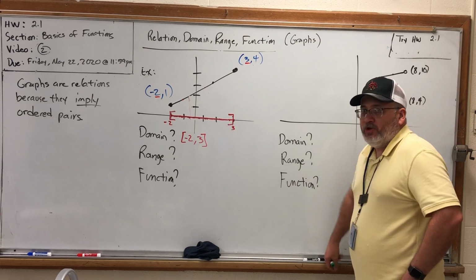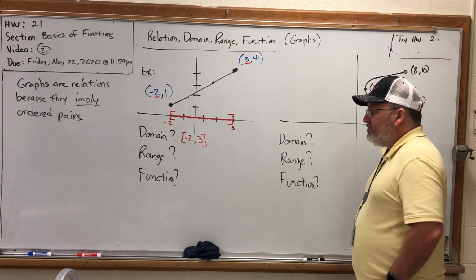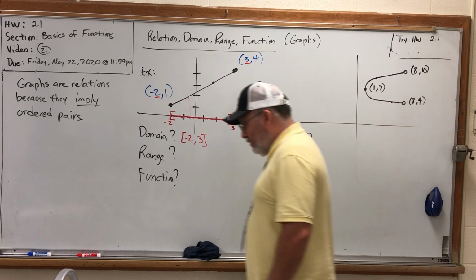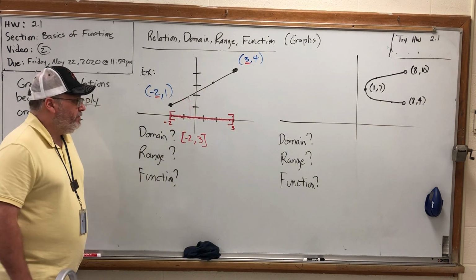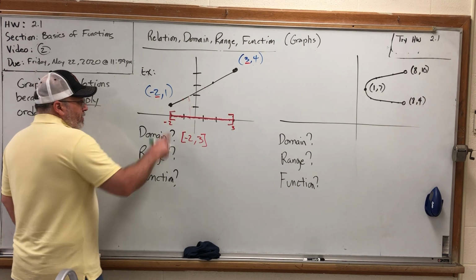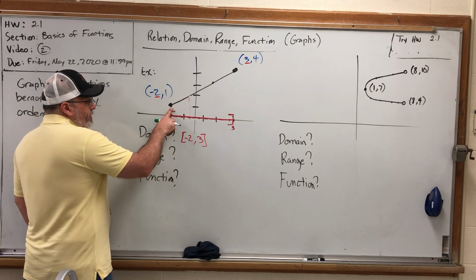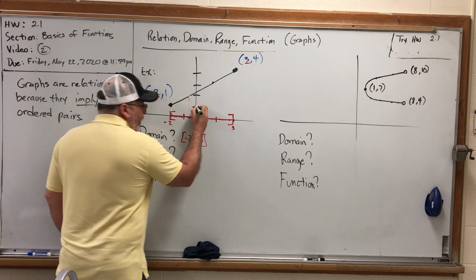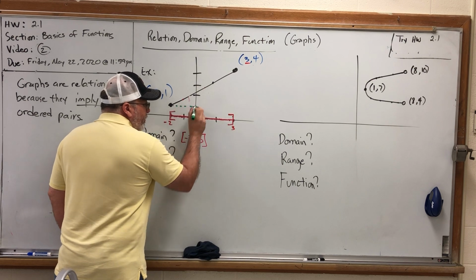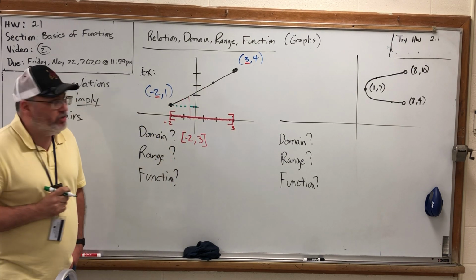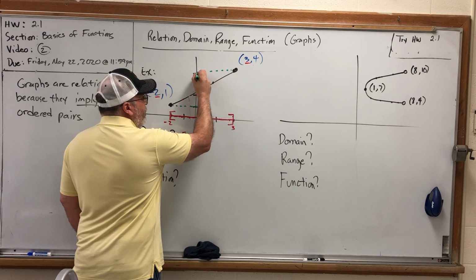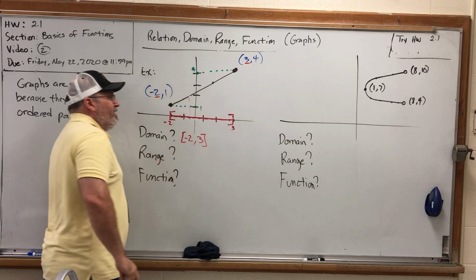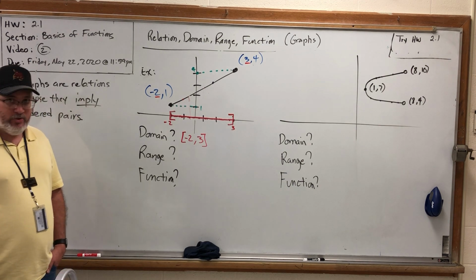But what about the range? Well, the range is the set of y-coordinates, or second coordinates, so we could do the exact same thing, but from a y perspective. For example, this point's second coordinate is 1, so 1 is an element of the range. This point's second coordinate is 4, so 4 is an element of the range. But what about everything in between?